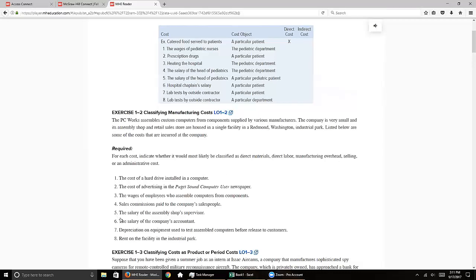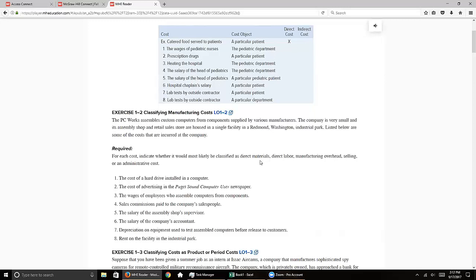Number 5, and then I'll pause for a moment, the salary of the assembly shop supervisor. So first question again, does that particular cost have anything to do with the production process? In this case, yes, it does, right? The assembly shop supervisor is overseeing the production process. So their salary is a product cost or a manufacturing cost.